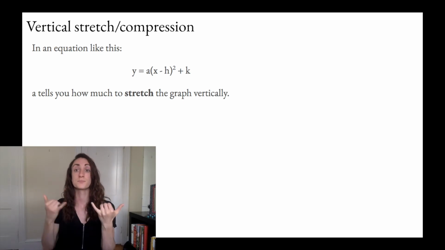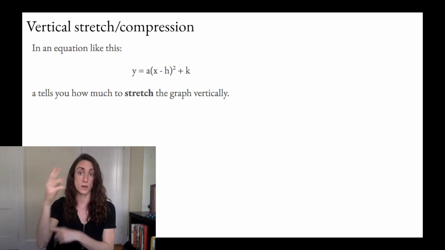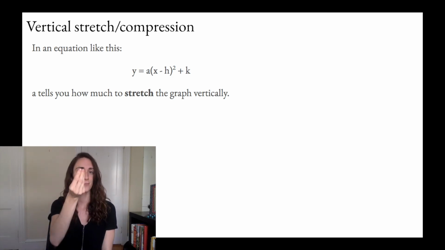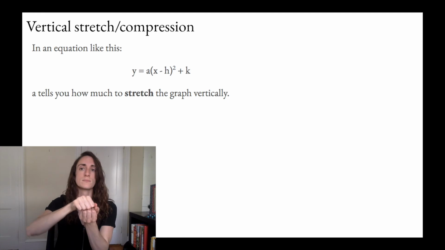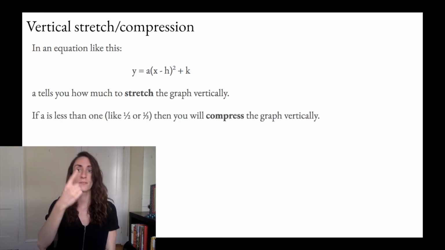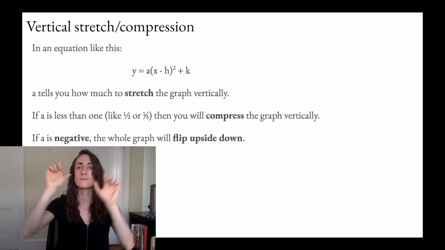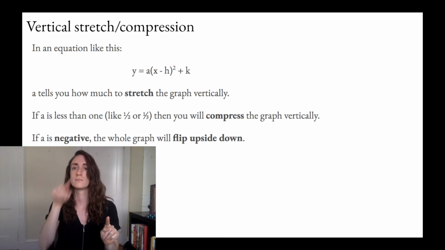So we've got this form y equals a times the quantity x minus h squared plus k. So a tells us how much to stretch the graph vertically. If a is greater than 1, it'll be stretched. If a is less than 1, like a half or a third, then the graph will be compressed vertically. It'll be squished down. And if a is negative, the whole graph will flip upside down. So that parabola U shape will become an arch facing downwards.